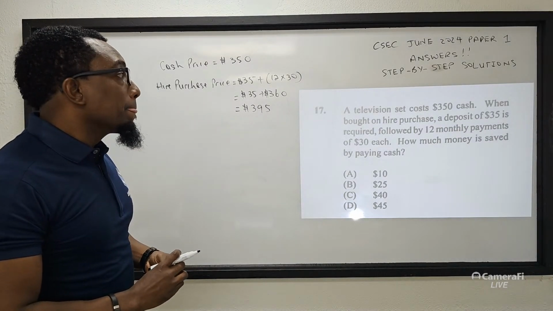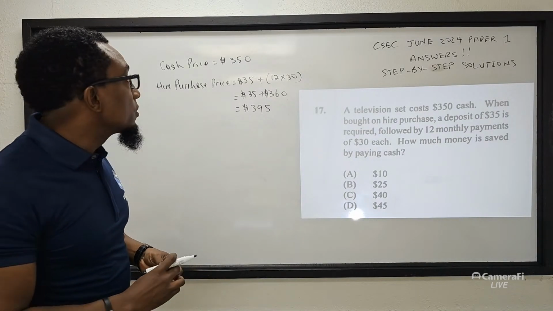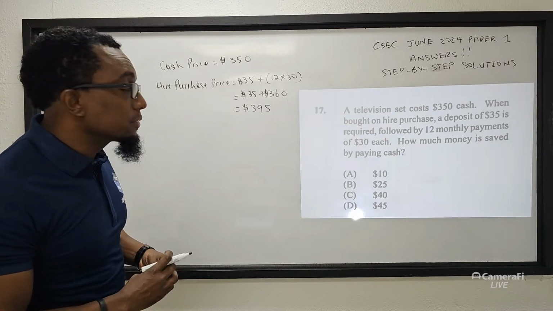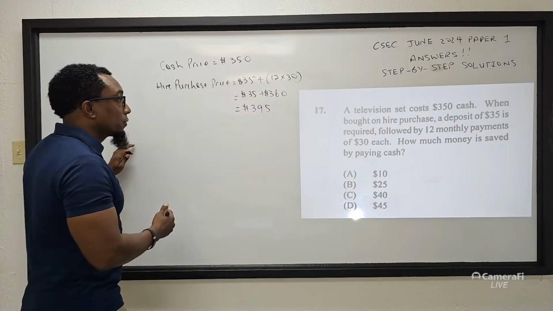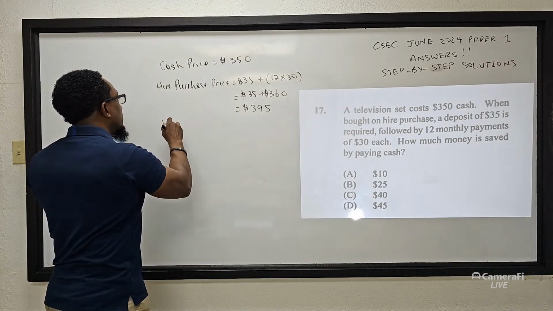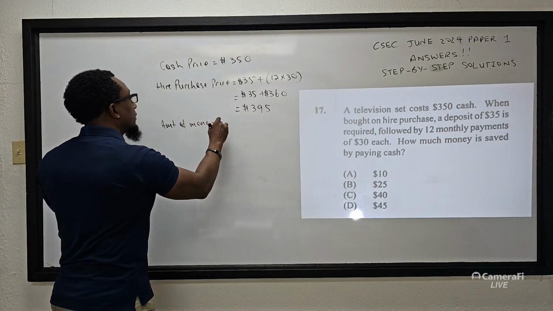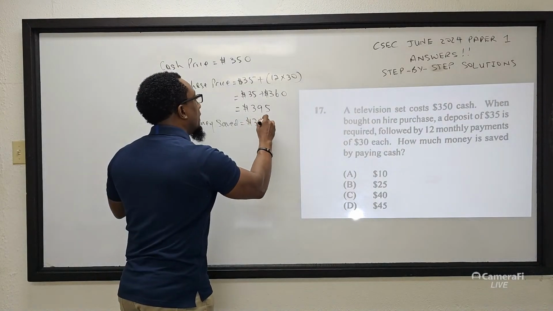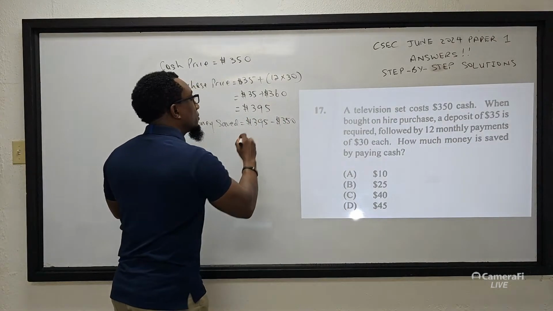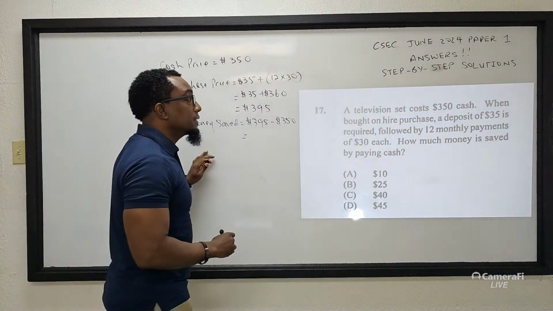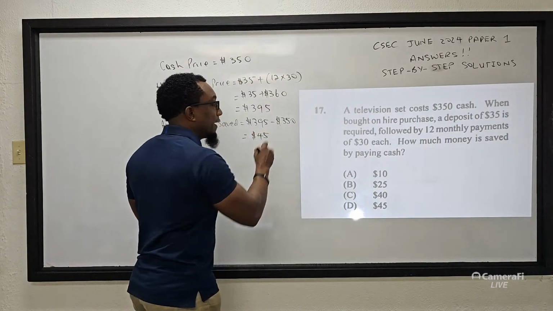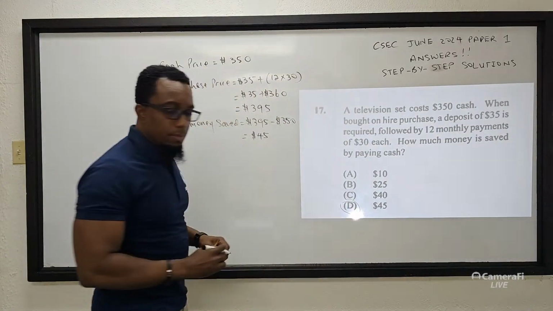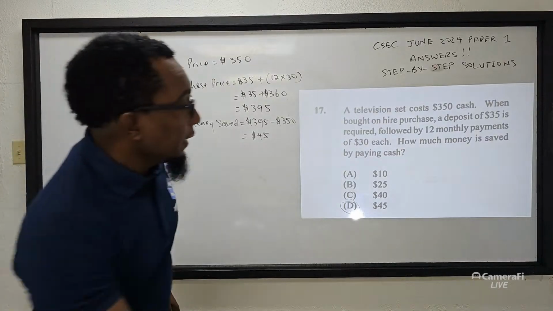So how much money is saved by paying cash? If we decided to pay cash of $350 as opposed to hire purchase, how much would he have saved? So the amount of money saved will be to subtract 350 from 395. So the amount of money saved buying the television cash will be $45. So the answer for question 17 is D. Right, so 17D. Let's look at question 18.